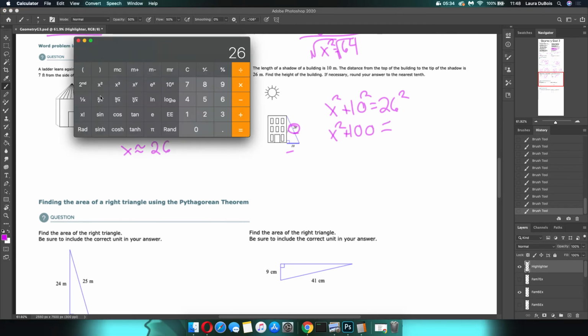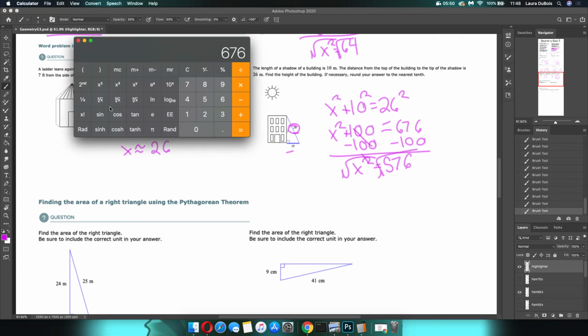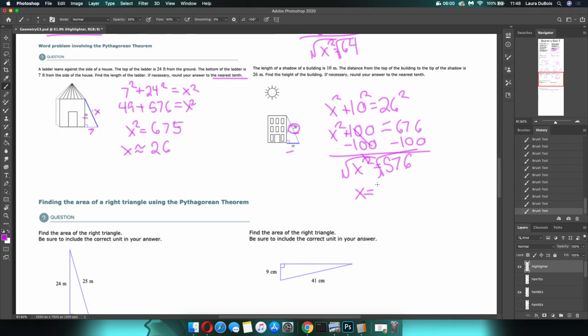26 squared is 676. 676 minus 100 minus 100. x squared equals 576. Square root undo, square root undo. So what is root 576? So we square root, back 576, and now we're going to square root it. Oh, 24, we got lucky. So x equals 24 perfectly.